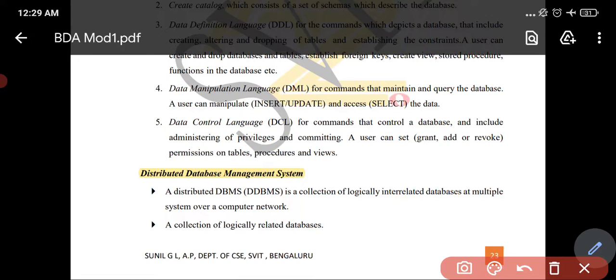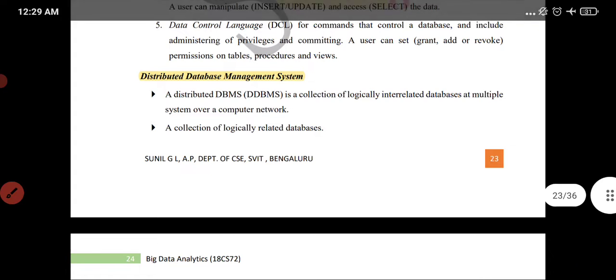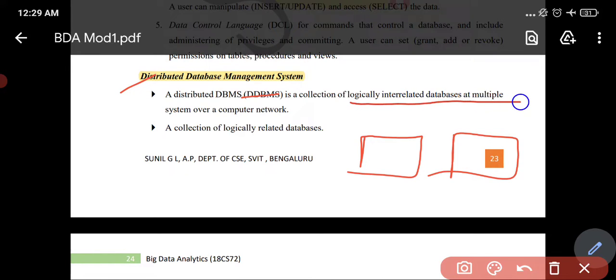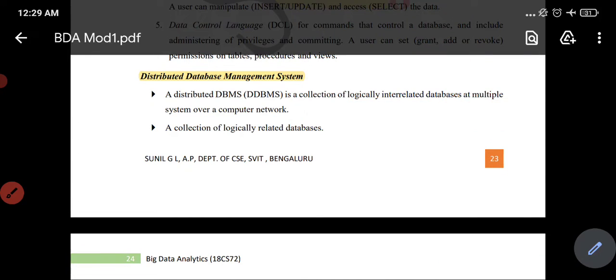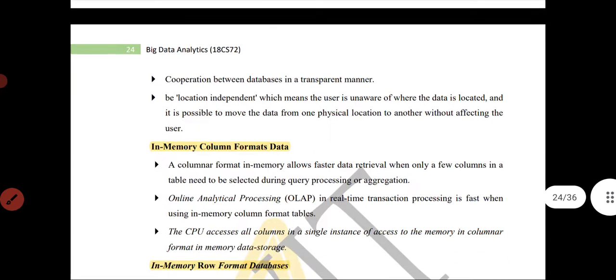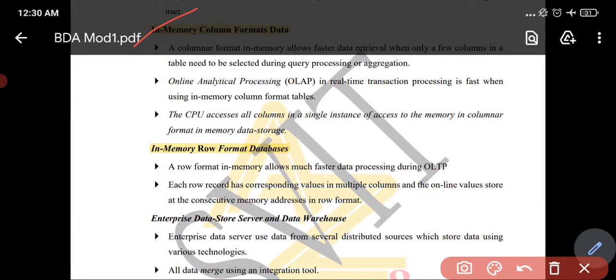Next we have another traditional data storage, that is distributed database management system, that is DDBMS. I said distributed computing is nothing but two different computers working together to achieve one single task. Similarly, in a distributed database management system, a collection of logically interrelated databases on multiple systems over a computer network is used. And the next types are in-memory column formats and in-memory row formats. Here row oriented will be there, here column oriented will be there. Here we use OLAP, here we use OLTP.